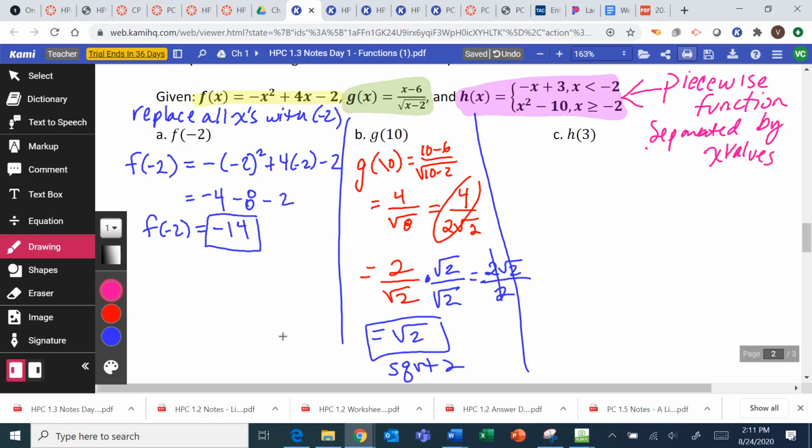So I need to find h of 3. You see the first equation is negative x plus 3, but only when x is less than negative 2. The second piece is x squared minus 10, but only when x is greater than or equal to negative 2. Should I use the top equation or the bottom equation for h of 3? The bottom, because 3 is greater than or equal to negative 2. So we will use that one. We'll do h of 3 equals 3 squared minus 10, 9 minus 10, negative 1.